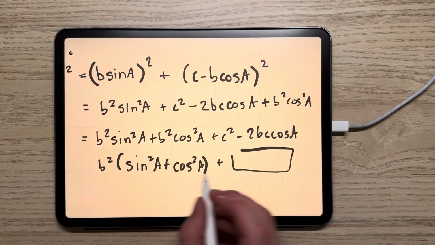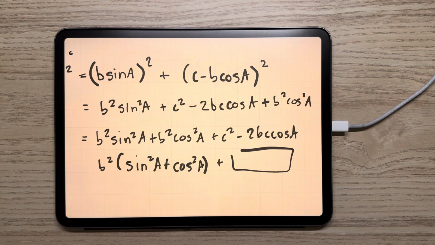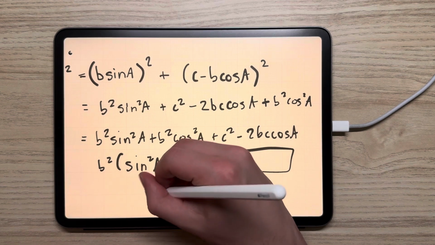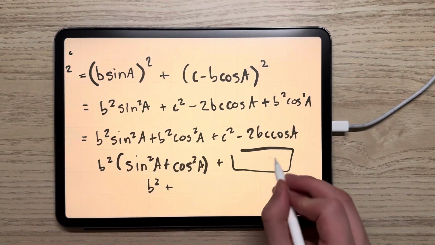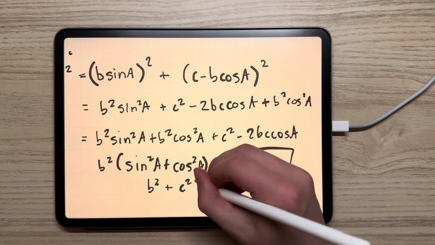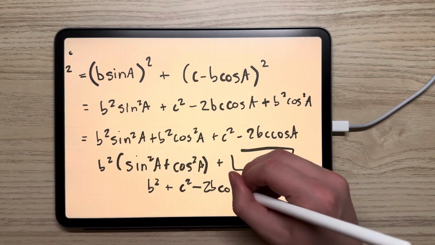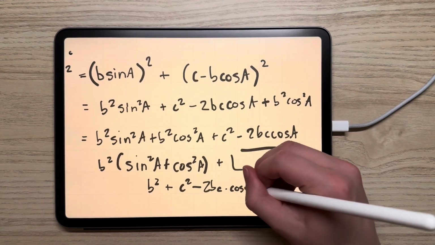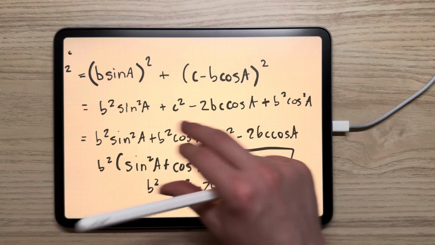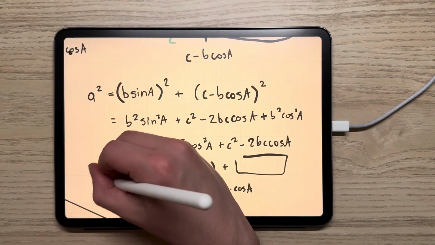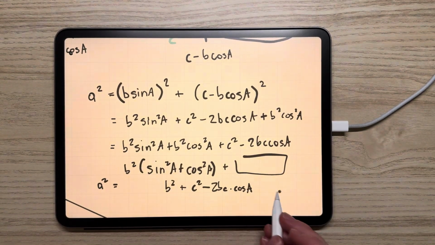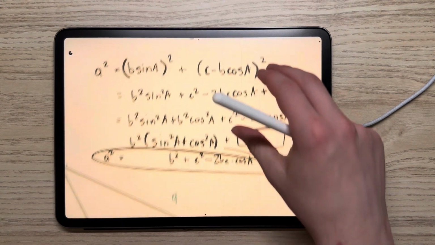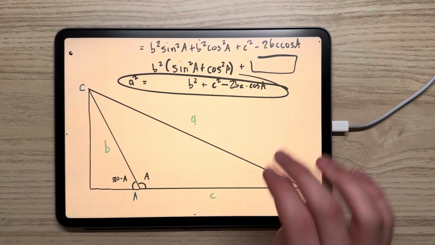And sine squared A plus cosine squared A is going to be 1, because sine squared of any angle plus cosine squared of the same angle is going to be 1. So what we're left with is b squared plus c squared minus 2bc times cosine of A. And all of that is equal to a squared. So now we've proven the law of cosines for acute triangles. Now we're going to do the same for obtuse triangles.